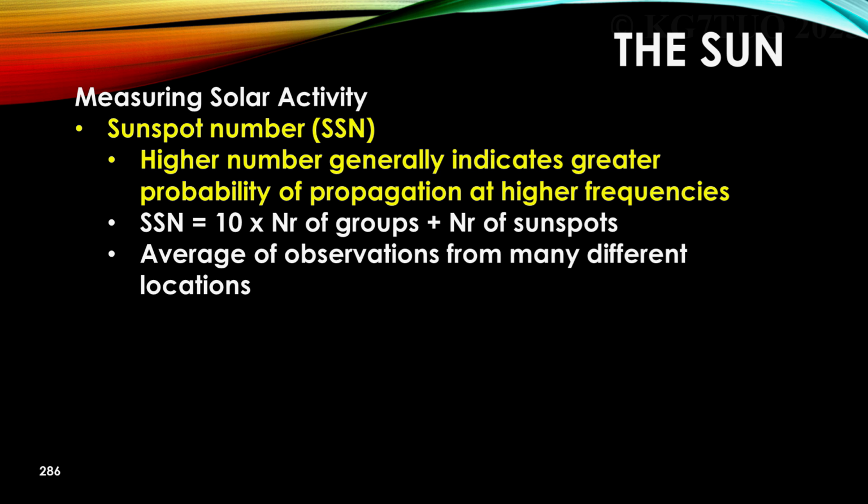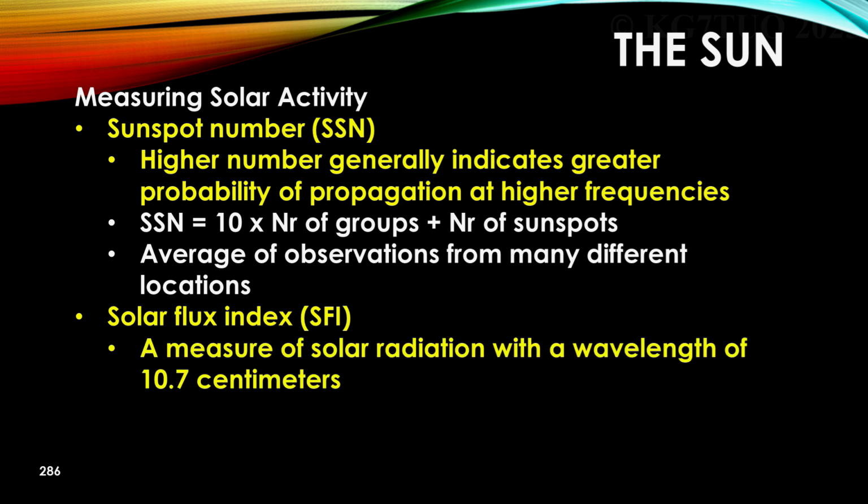The average of observations from many different locations are all collected, and what you see on your website will be the calculated sunspot numbers. From that, they developed the Solar Flux Index, a measure of solar radiation with a wavelength of 10.7 centimeters. This follows very closely the sunspot number. So when the sunspot number goes up, the Solar Flux Index goes up. It's an indicator of UV radiation, and UV radiation, of course, is what ionizes the upper ionosphere.